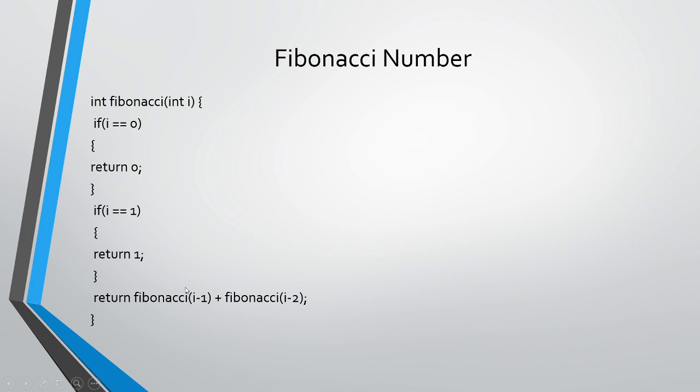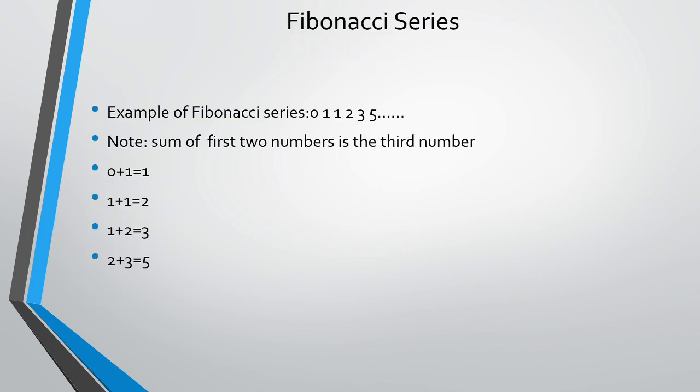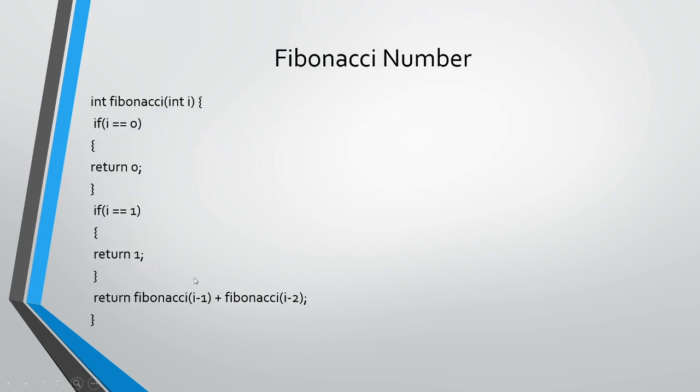Fibonacci of 2 is again Fibonacci of 1 plus Fibonacci of 0. Fibonacci of 1 returns 1. Fibonacci of 0 returns 0. So it will be returned as 1, which we have already calculated. Then Fibonacci of 2 is calculated, and Fibonacci of 1 will be calculated, so the answer will be 2. Like that it will be executed: 1 plus 1. You can check that directly.